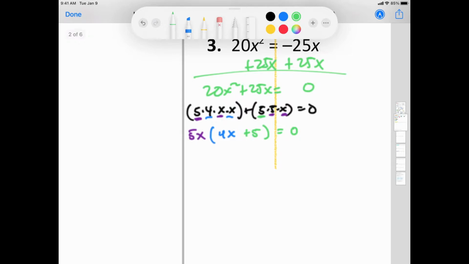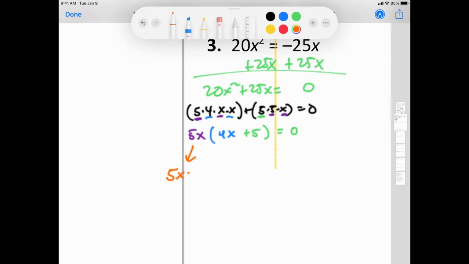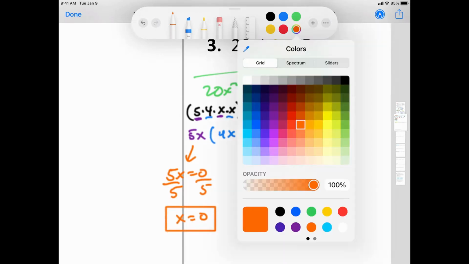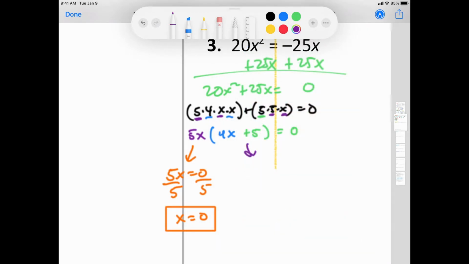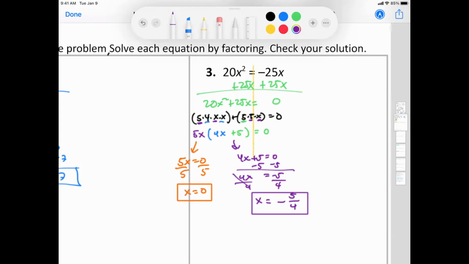And then we're going to apply the zero product rule, which basically means we're going to set both of those equal to 0. Divided by 5, you're going to get x equals 0. And this one, 4x plus 5 equals 0. So again, you have to use the PEMDAS backwards, so that would be 4x equals negative 5, and then divided by 4, x equals negative 5/4. And those are my answers, and you can check your answer by putting it in there.